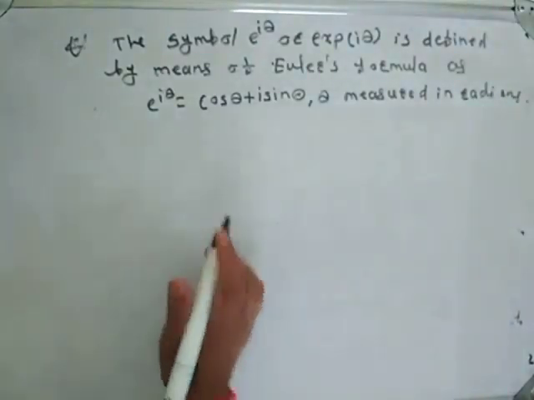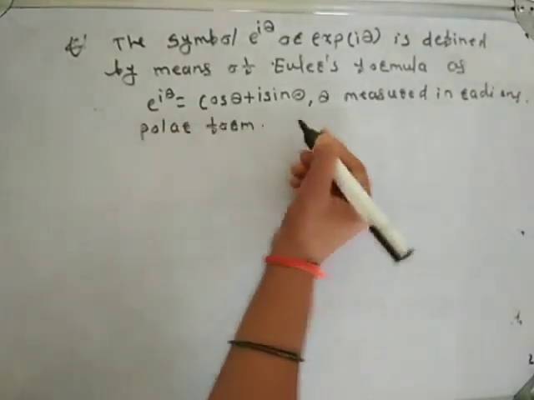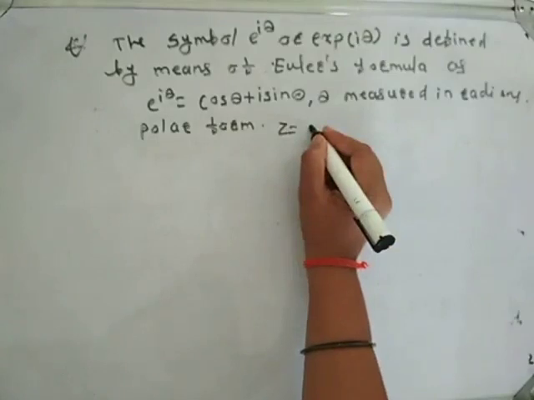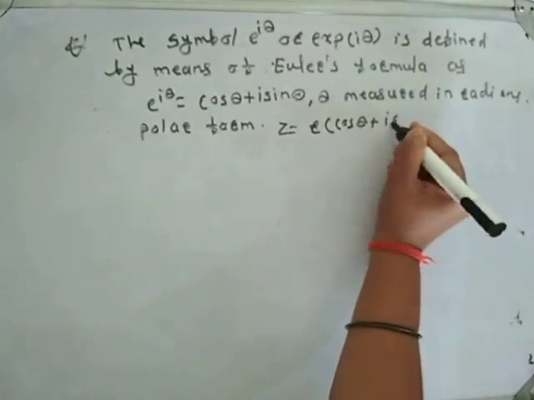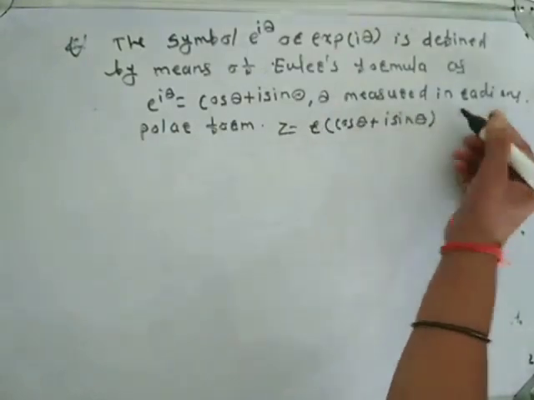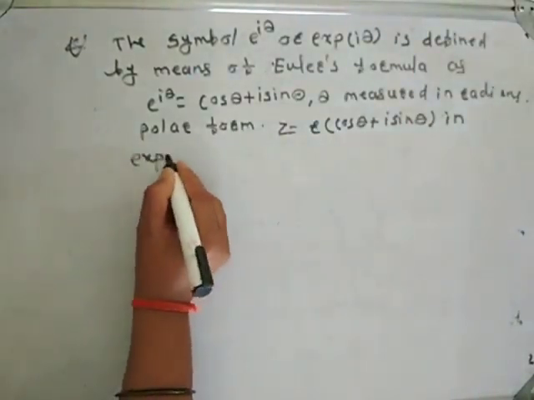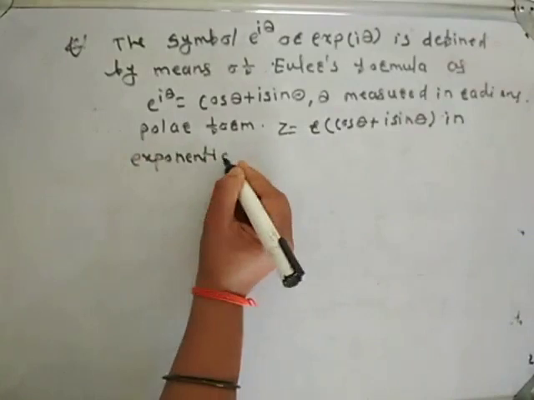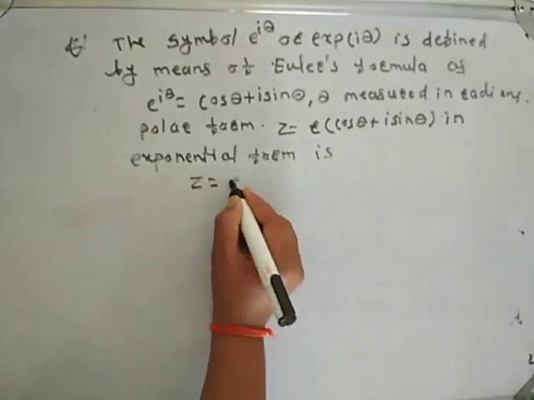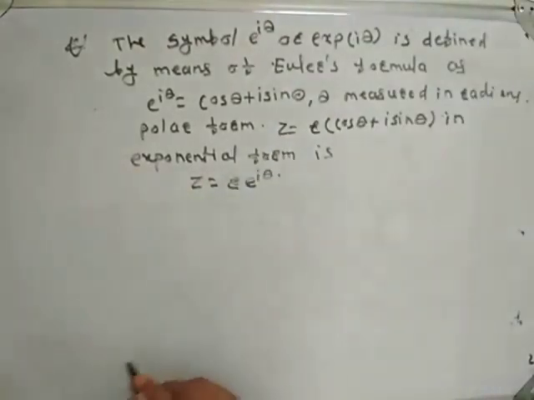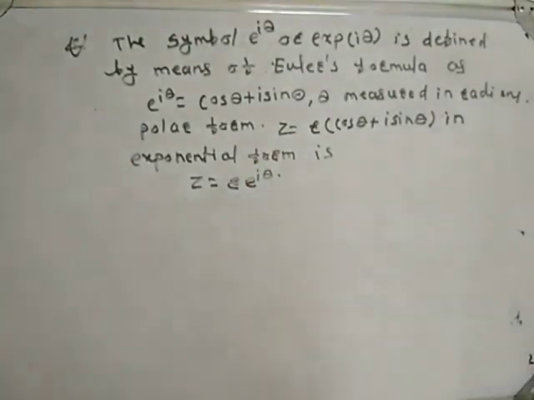So polar form is z is equal to r into cos theta plus i sin theta. In exponential form, z is equal to r into e raised to i theta. Okay, this is the exponential form of a complex number.